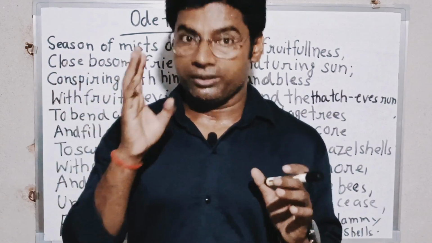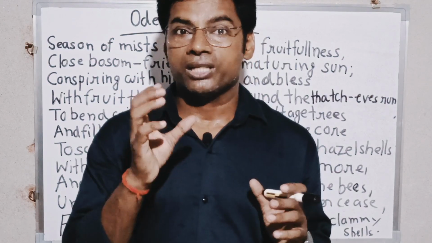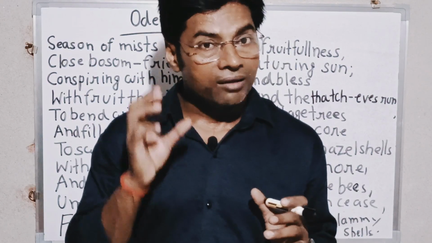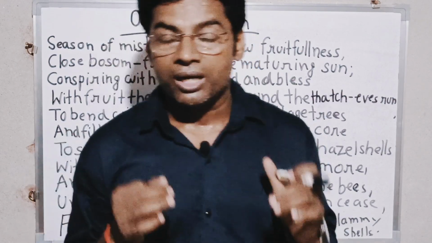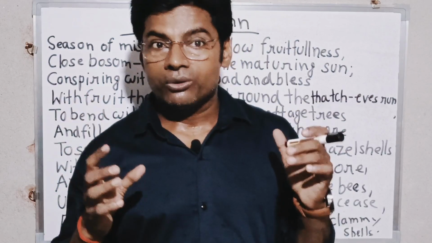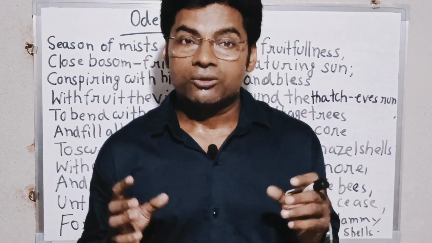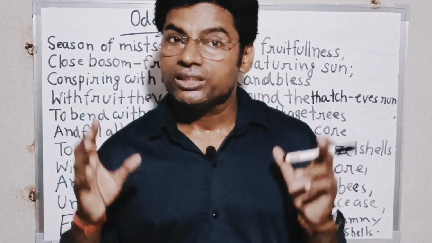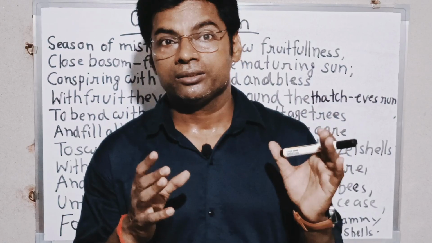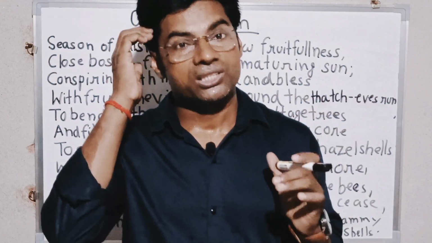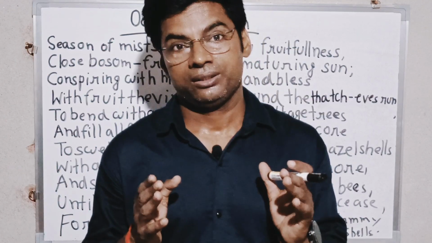This poem consists of 3 stanzas. Each stanza has 11 lines. It means the total number of lines used in this poem is how many? 33. Remember this. And each line consists of 5 stressed syllables.